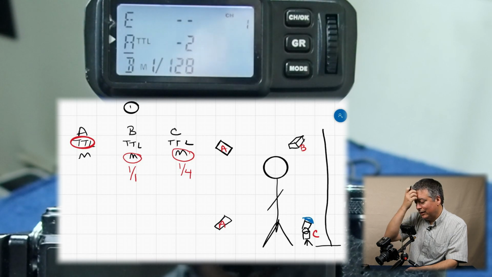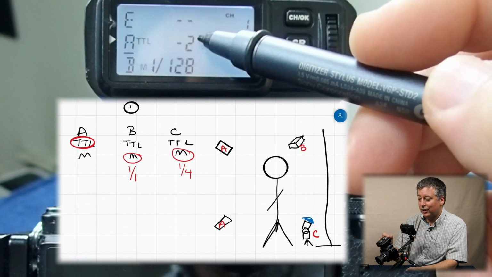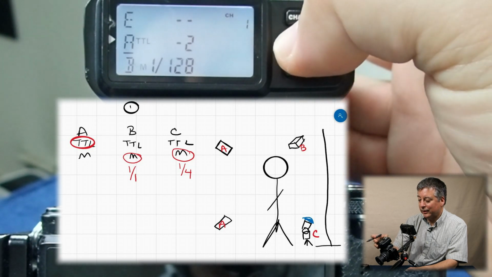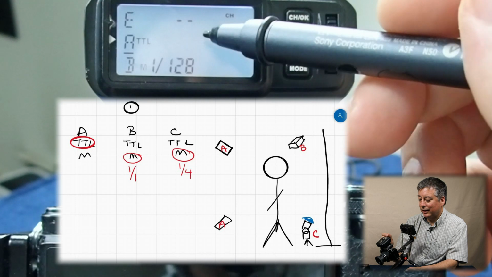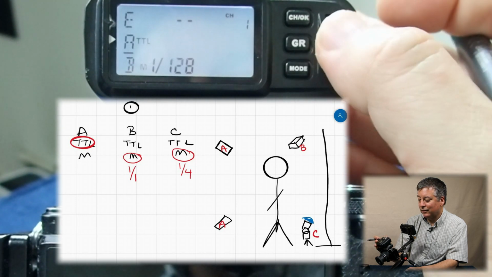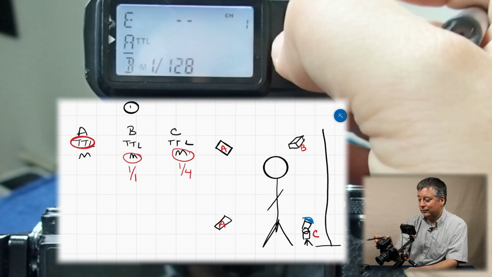And as we did in the diagram, I didn't have any exposure comp dialed in, so I need to change this. And the way I change this is I click the group button, and now you'll see the -2 blinking, and then I just use the dial until this goes back to 0, like so.